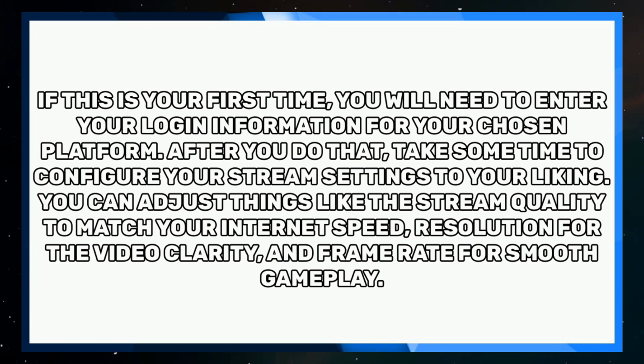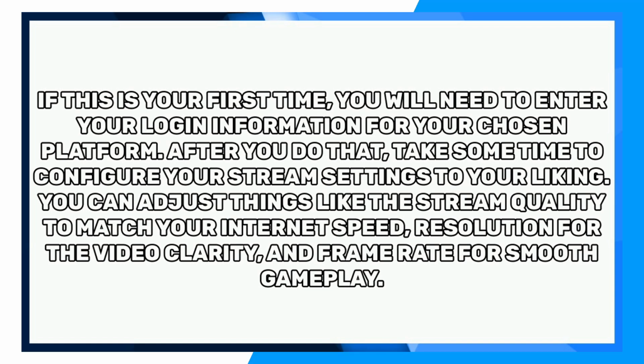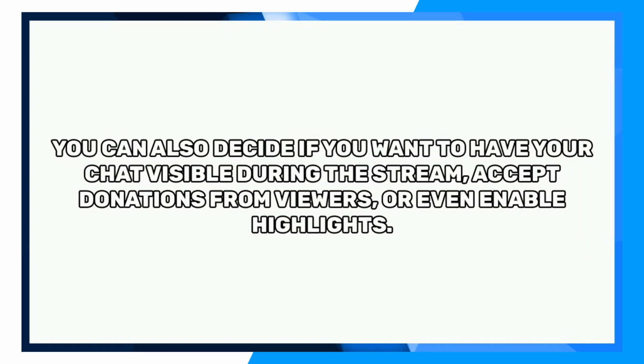After you do that, take some time to configure your stream settings to your liking. You can adjust things like the stream quality to match your internet speed, resolution for the video clarity, and frame rate for smooth gameplay. You can also decide if you want to have your chat visible during the stream, accept donations from viewers, or even enable highlights.